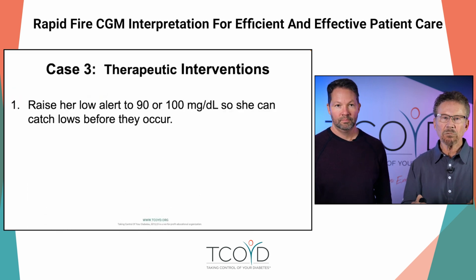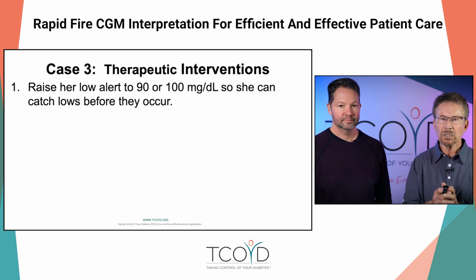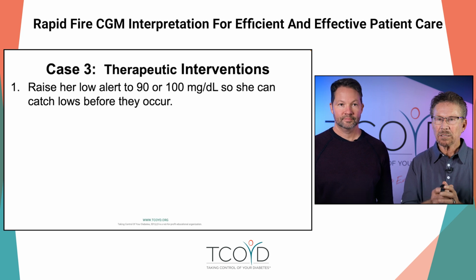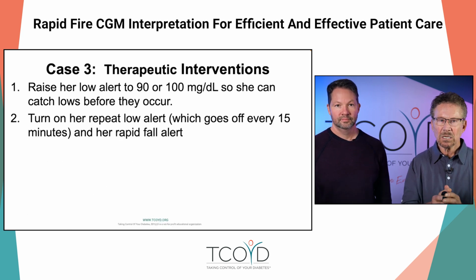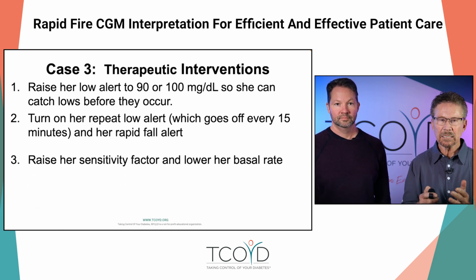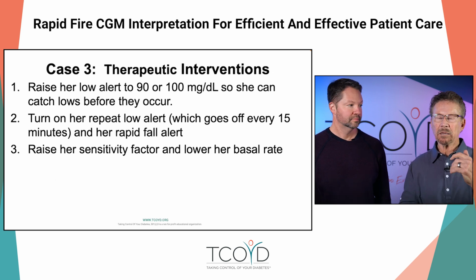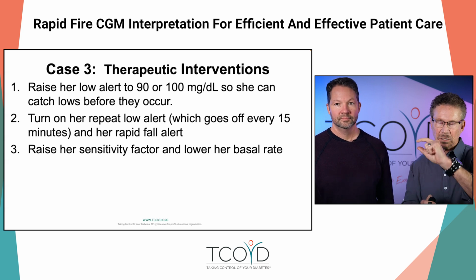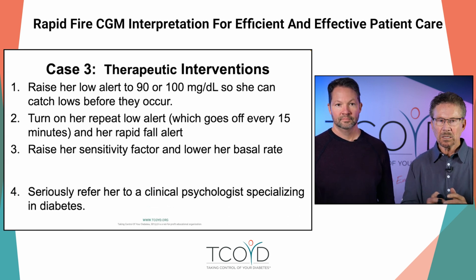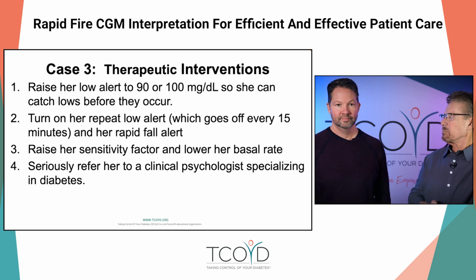And so what did I do? I talked her into raising her alert to 90 or 100, and she changed it to 80. And so that was the negotiations. She turned on her repeat low alert every 15 minutes. I wanted to raise her sensitivity factor, making her hybrid closed loop give her less insulin for any particular calculation that the algorithm uses, and refer her to a clinical psychologist. That probably is the most important.